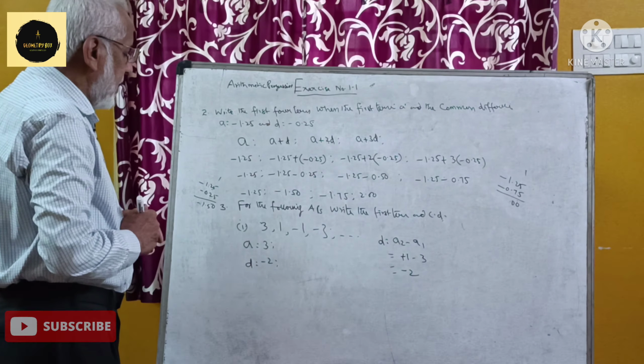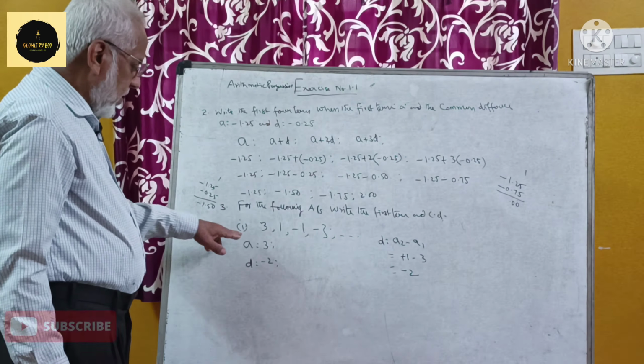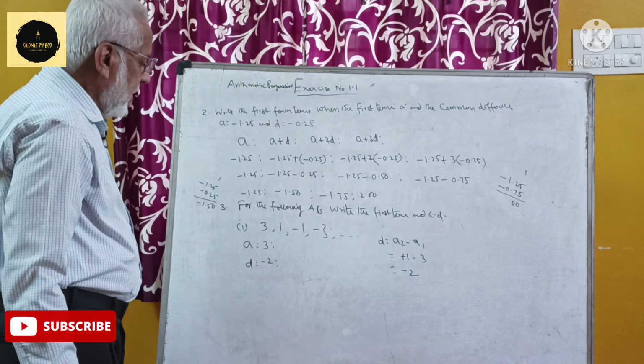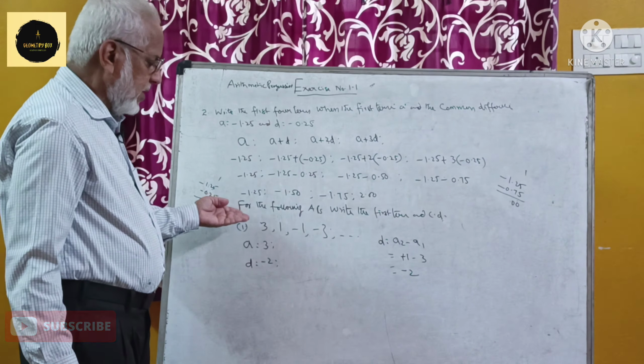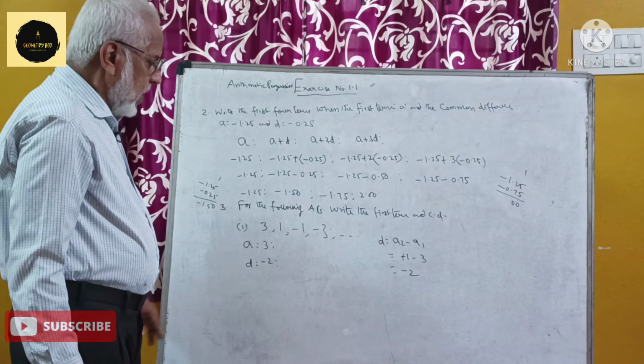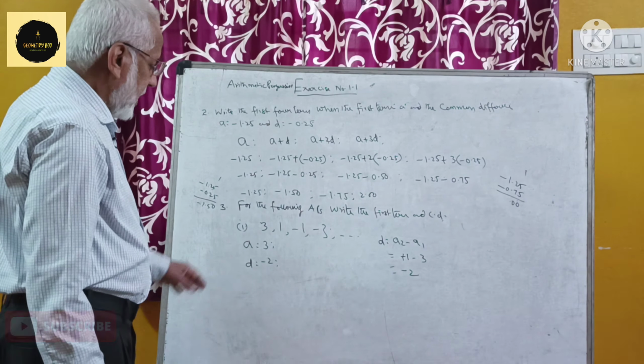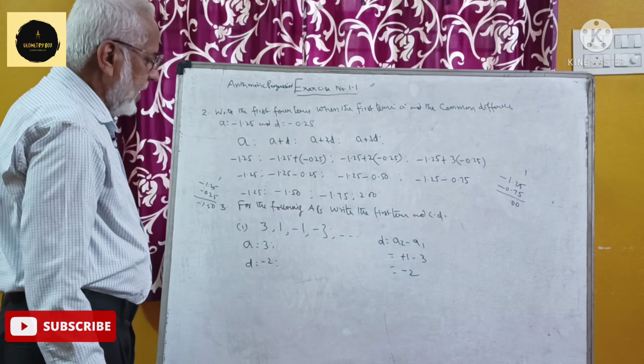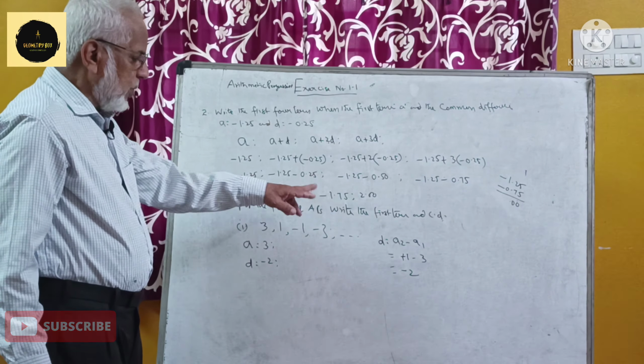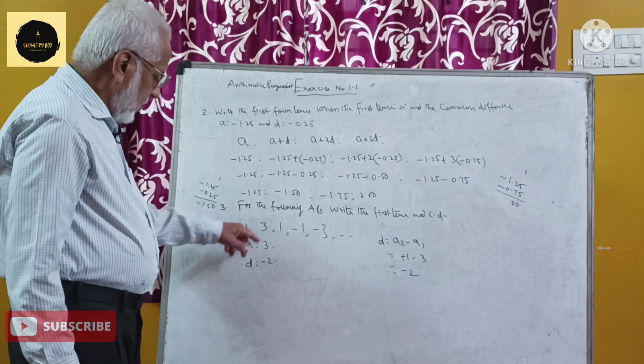That's all. So in this question, what we have learned? We have learned how to write the first term as well as the common difference. First term we can write as it is. Then again, common difference we have to use the formula. Unless we use the formula, we cannot write the common difference. And common difference is equal to A2 minus A1.